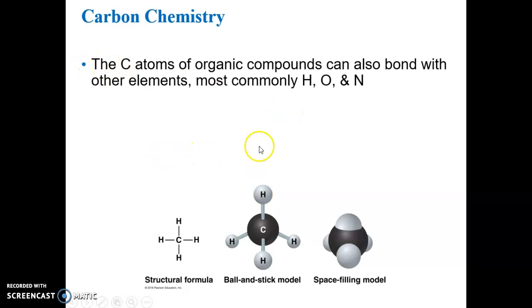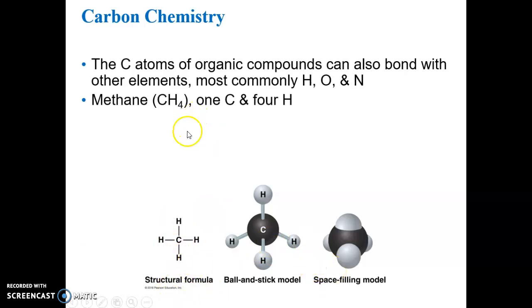The carbon atoms of our organic carbon-based compounds can also bond with other elements. The most common ones are oxygen and nitrogen, in addition to hydrogen. Down here, we see different representations of the same molecule. This molecule is CH4, one carbon, four hydrogens. It's called methane, and it's an organic molecule because its central atom is carbon.